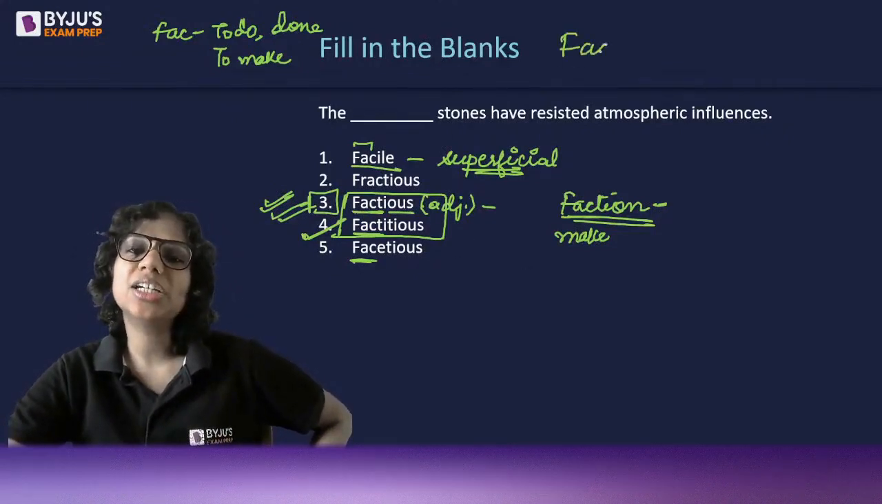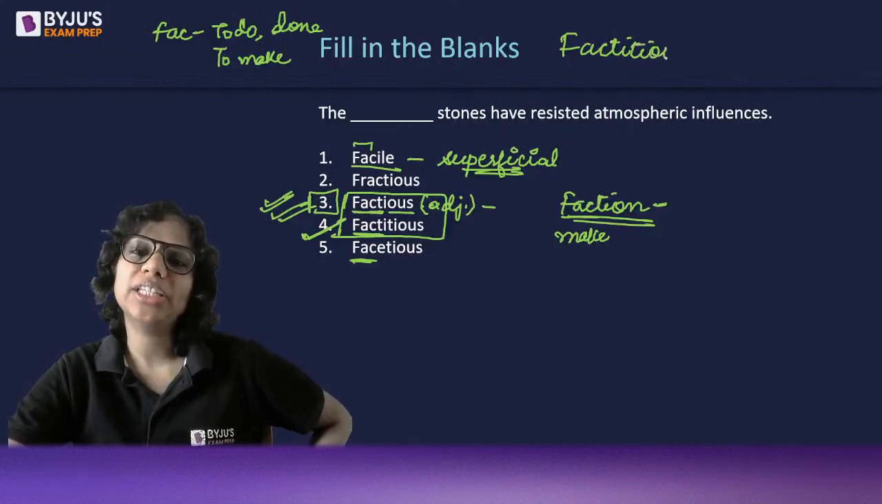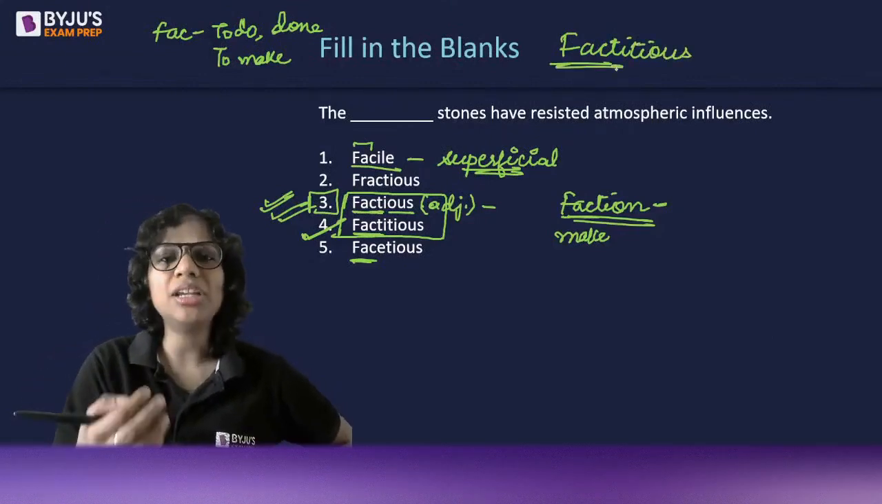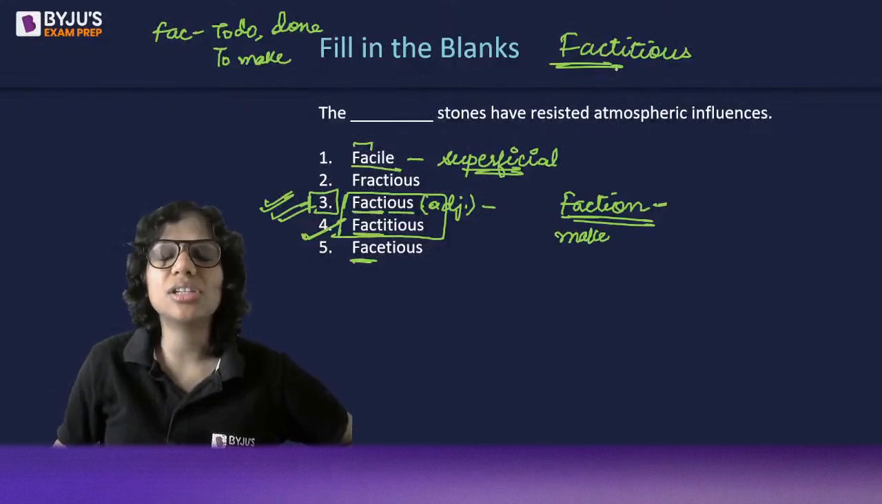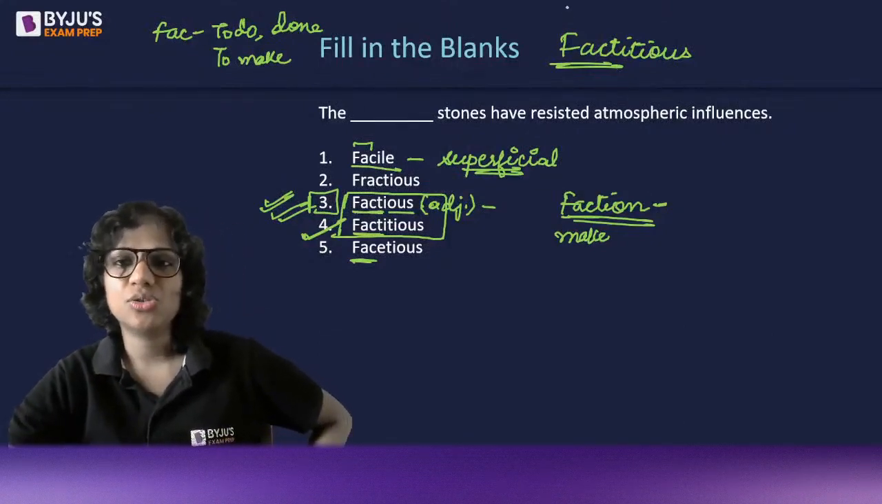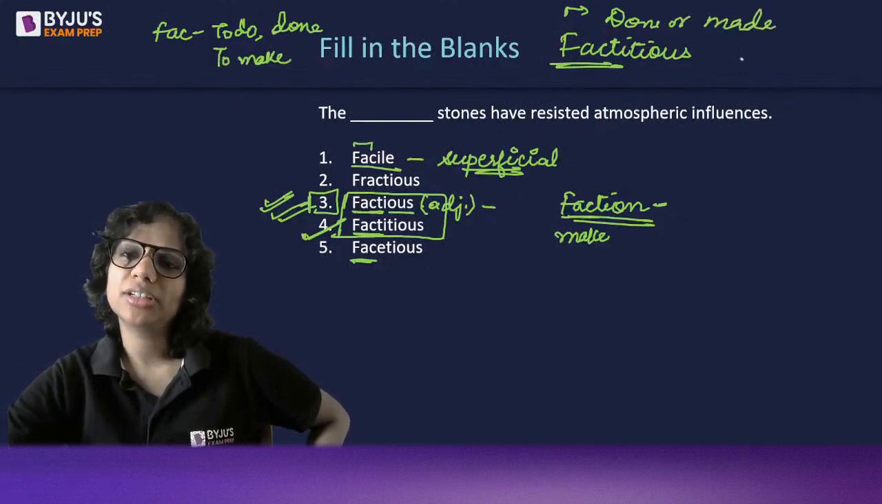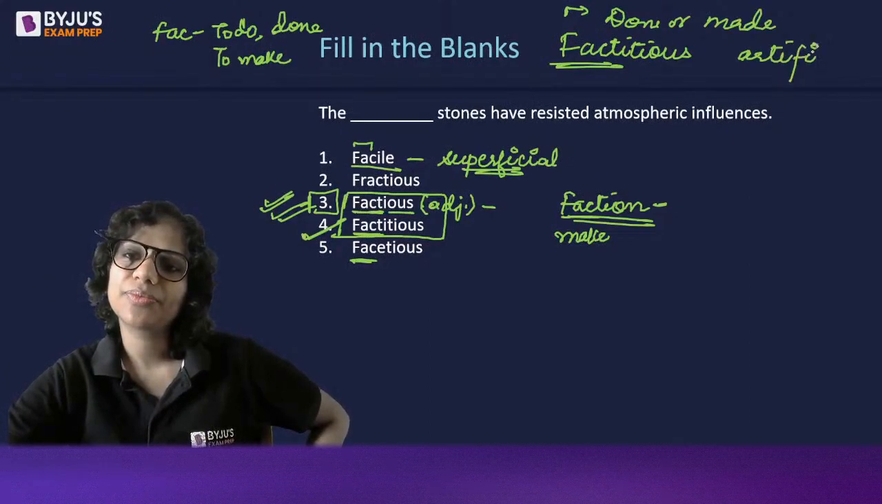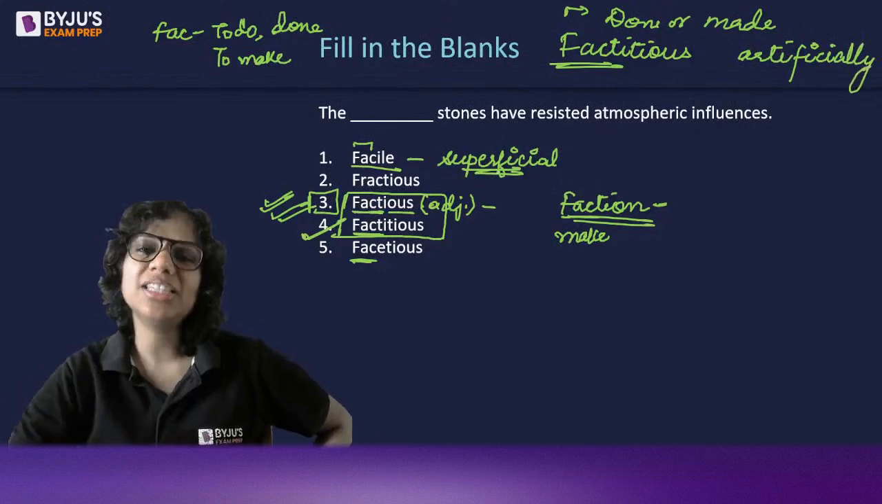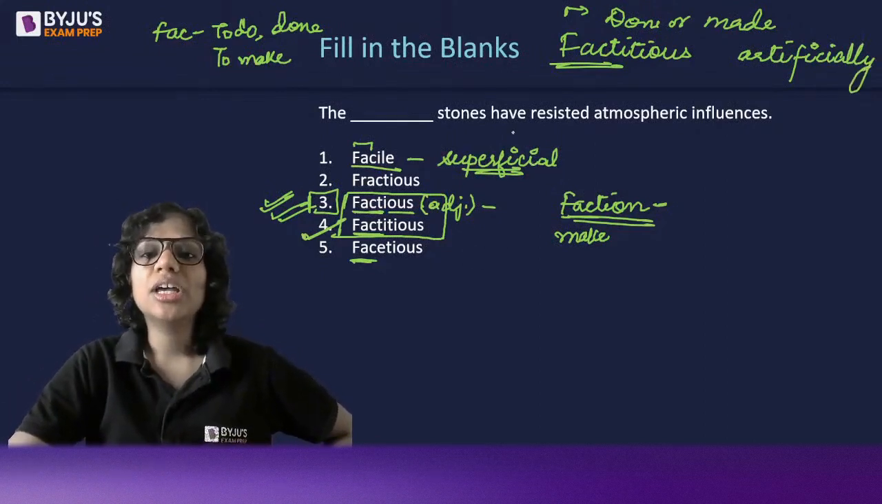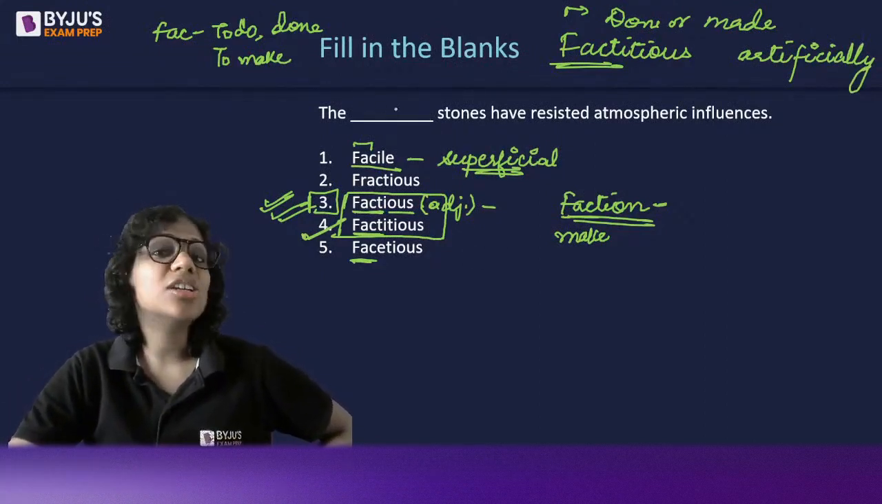Factitious means done or made manually. Something that is done or made by humans. It doesn't occur in nature. So, done or made, I could say artificially. That's what I should say. That is factitious.